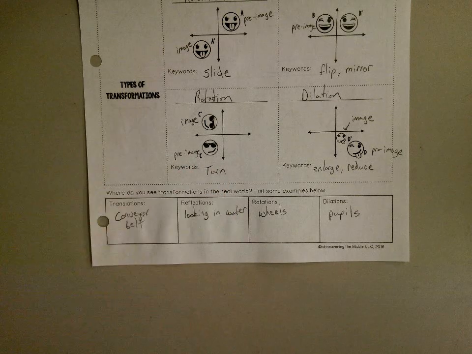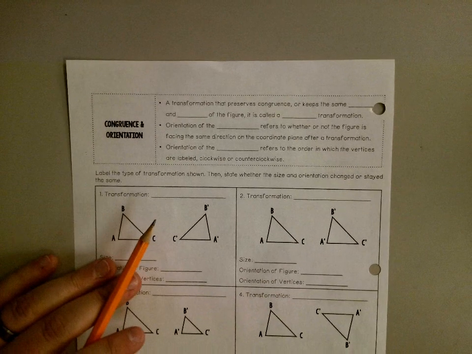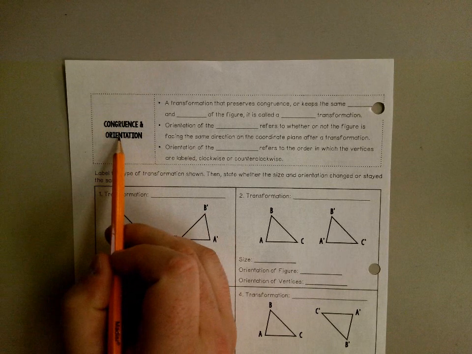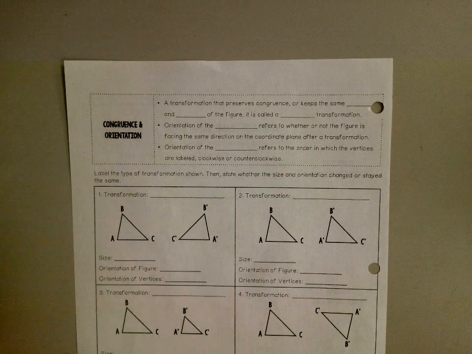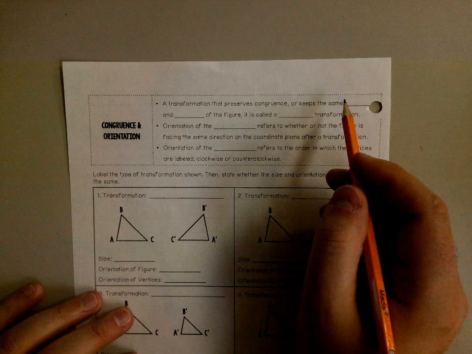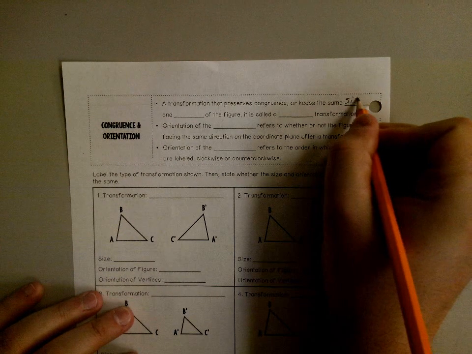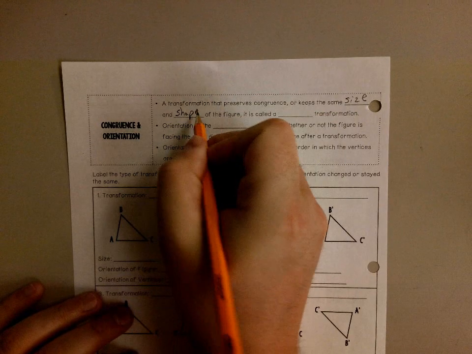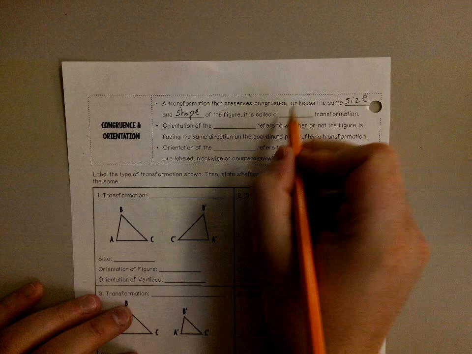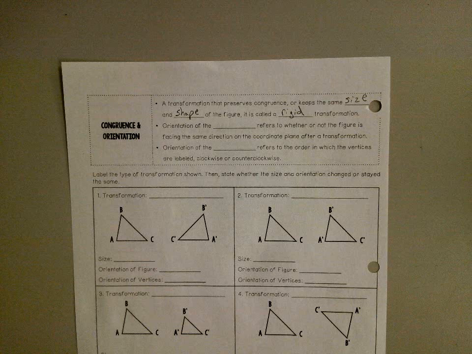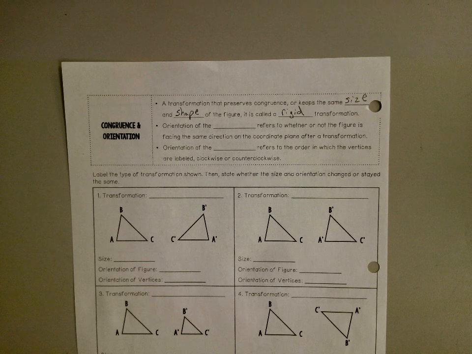All right, then we're going to go on to the next page here. So the next page talks about congruence, or the same, and then orientation is just kind of like how they're set up. So a transformation that preserves congruence or keeps the same size and shape of the figure is called a rigid transformation. So when things stay the same, it's called a rigid transformation.